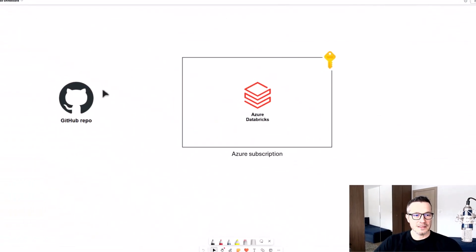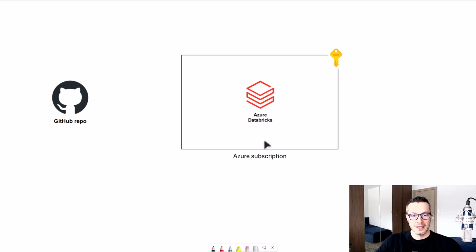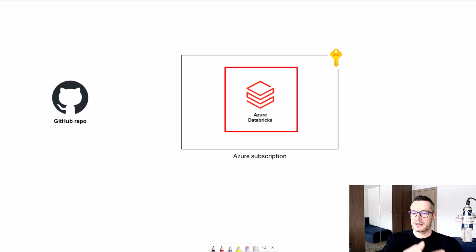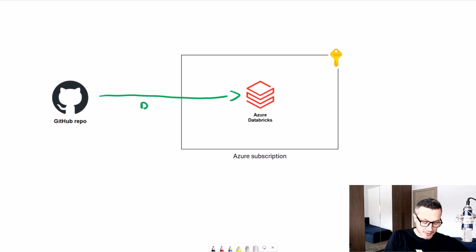Alright, so let me show you the scenario. So basically, we have a GitHub repository with our code, and I have a target Databricks workspace to which I would like to deploy stuff. So basically, my goal is as follows. I want to grab code from the GitHub repository and deploy it to Databricks.